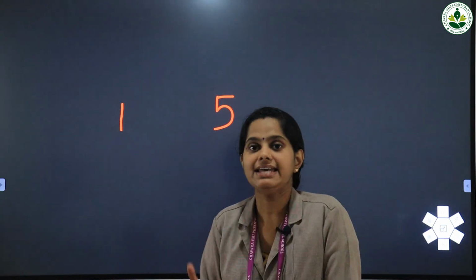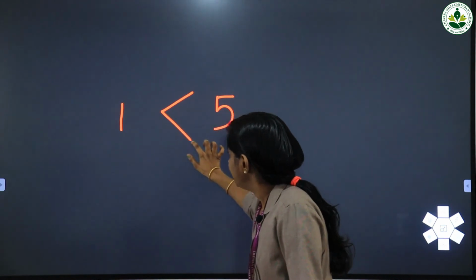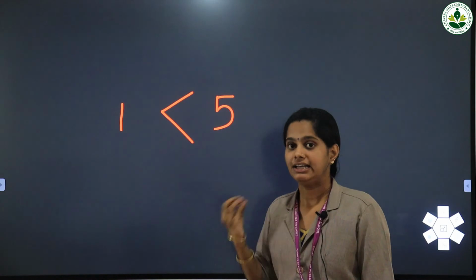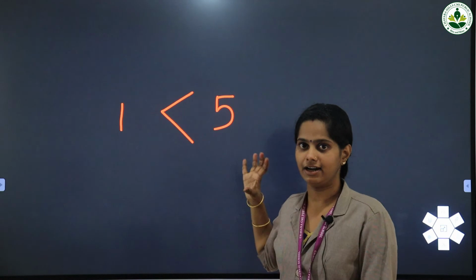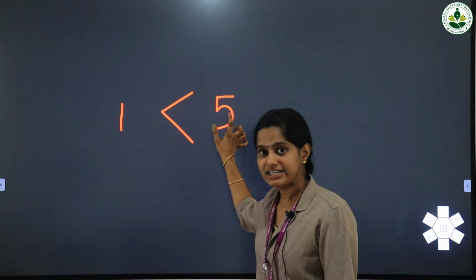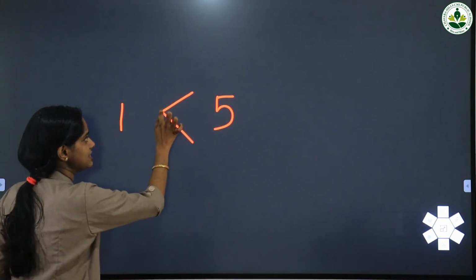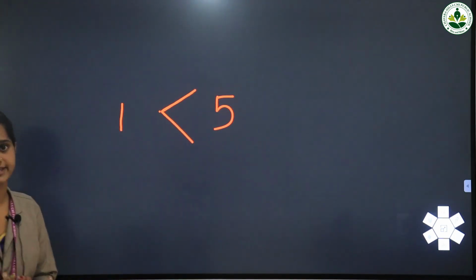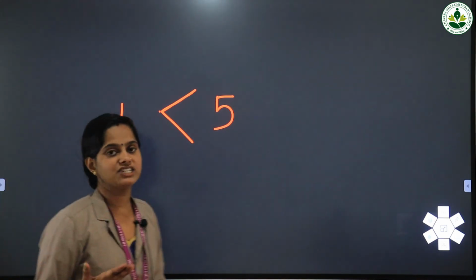So, we place the alligator's mouth here. The open mouth is always facing the bigger number. Here, the bigger number is 5. So, the open mouth is always facing the bigger number, and this is the pointed end. The pointed end is always towards the smallest number. Okay, we can check another example.